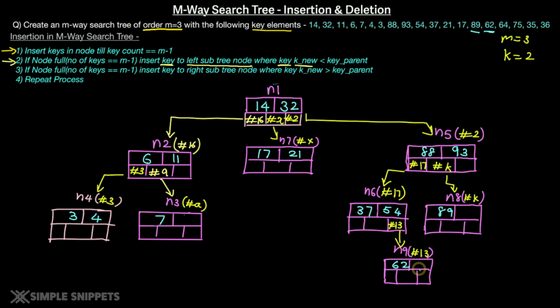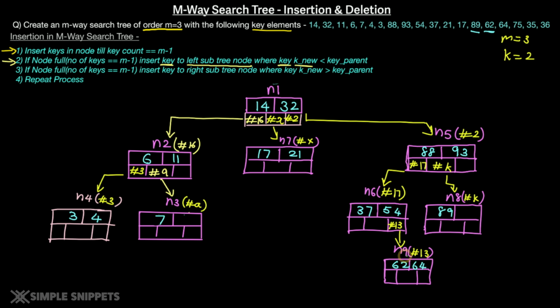Then we also have 64. We'll store 64 over here itself because 64 is greater than 32. It is smaller than 88. It is again greater than both of these numbers, so it will go to the left, and 64 will come inside this node. Then we have 75. So 75 is greater than 32, but it is smaller than 88, right? So we'll go to the left. 75 is greater than both these numbers. We have to go to the right.